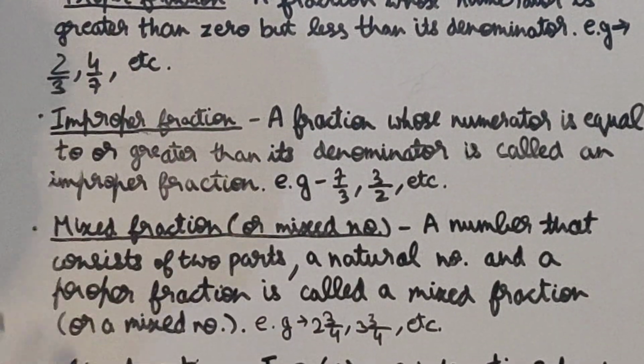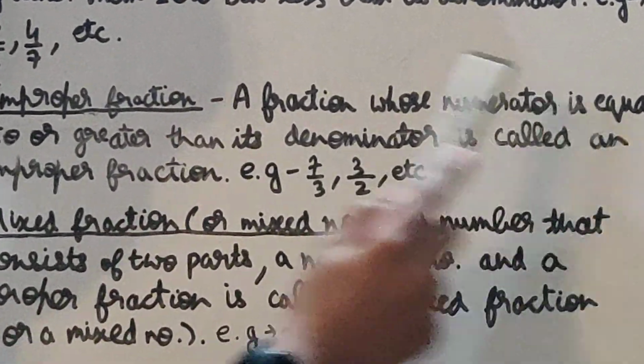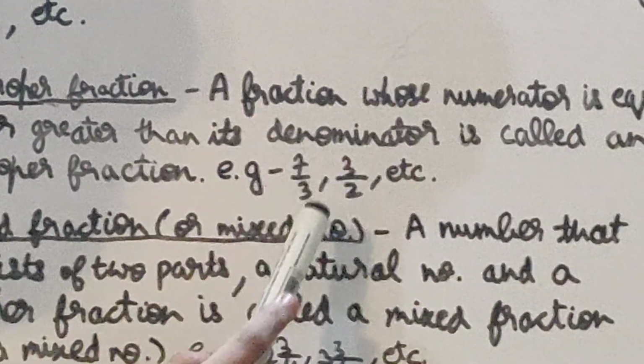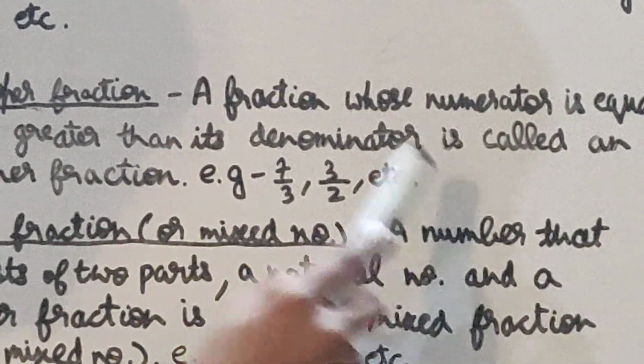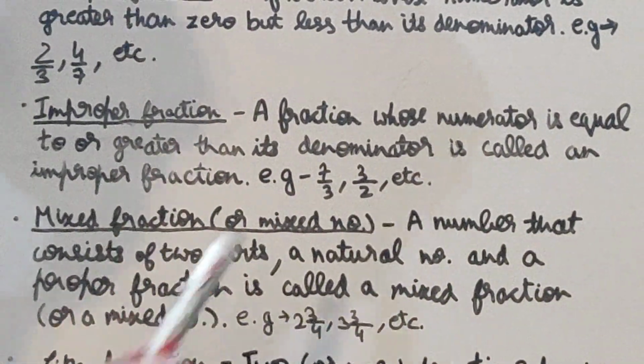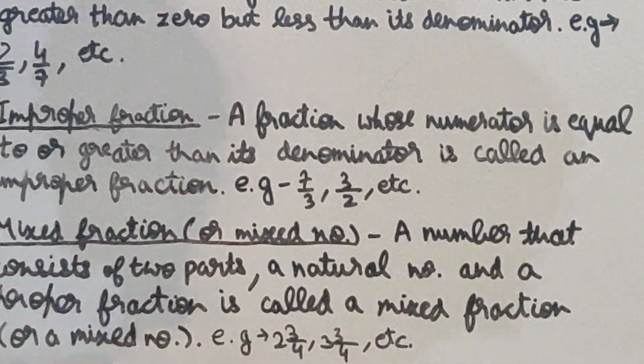Then improper fractions. A fraction whose numerator is equal to or greater than its denominator is called an improper fraction. Example, 7/3, 3/2, etc. So it's opposite of proper fraction. Over here, the numerator should be equal to or greater than its denominator.